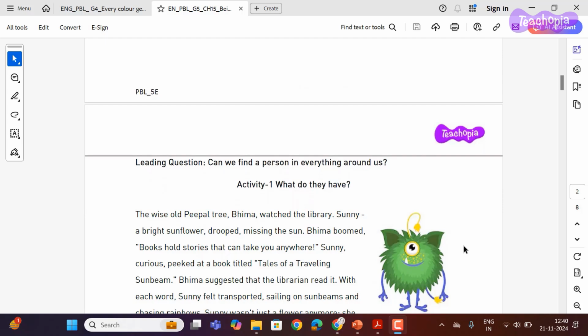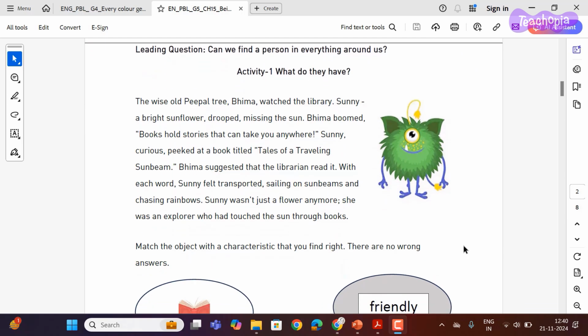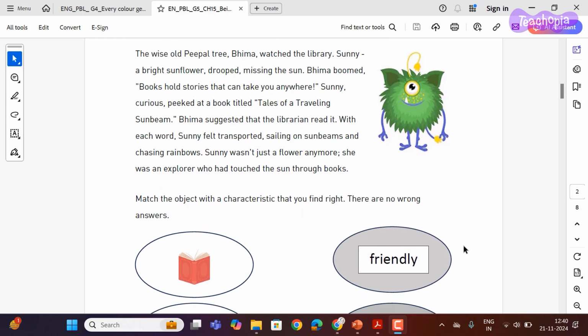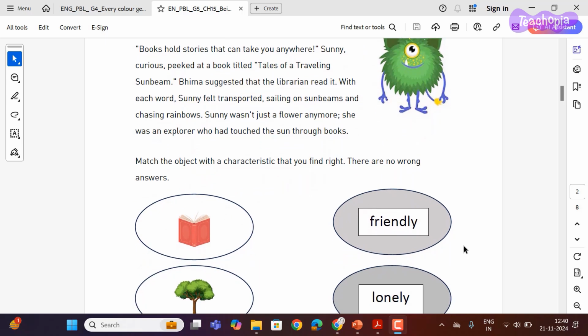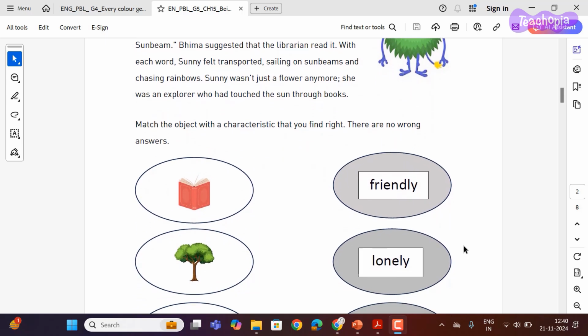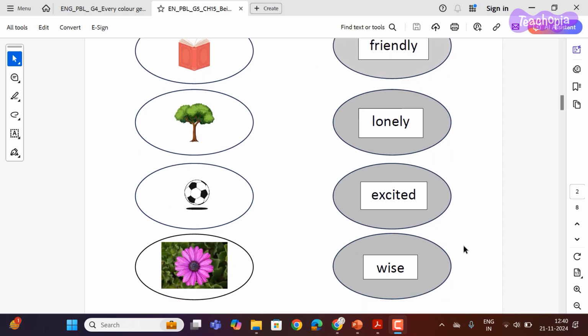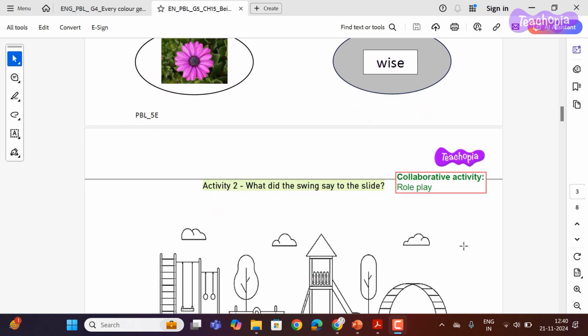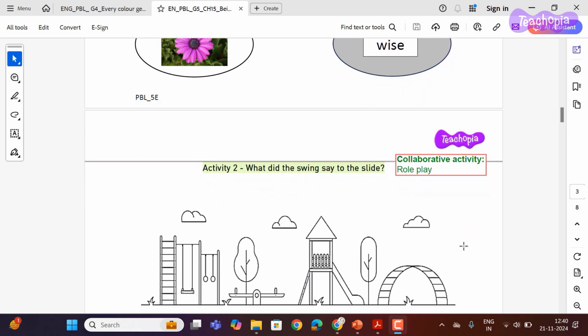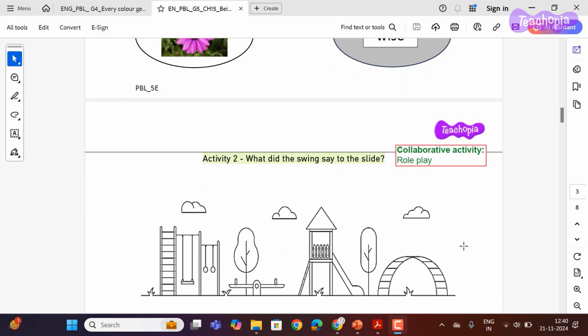It starts with a leading question: can we find a person in everything around us? The activity starts with asking the learner to match the object with the characteristic that is listed. There are no right or wrong answers. A collaborative activity based on the swing and the slide can be used as a role play.